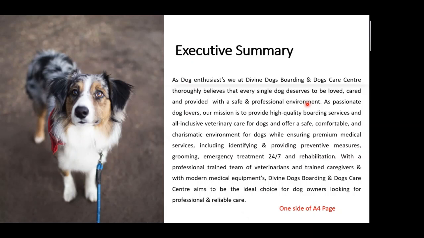And as I said, it should be very short and sweet. Within one side of an A4 sheet maximum, you should spell out the whole story. What is your business? Everything. So what you see on the screen now is a good executive summary. And I'll show you that many students make very poor executive summaries like this. I'll show you a few examples.